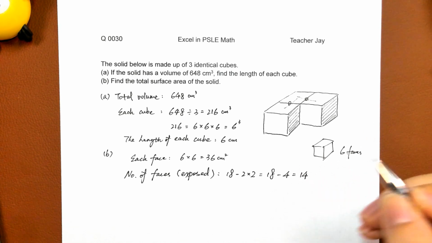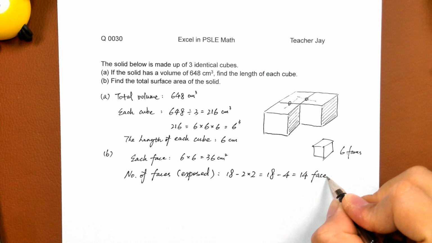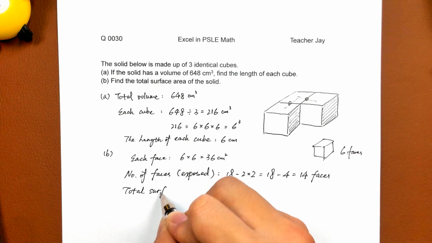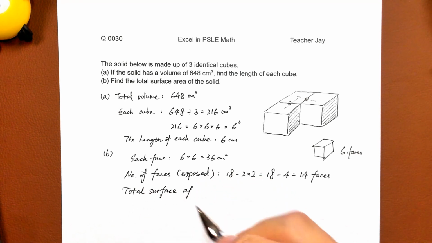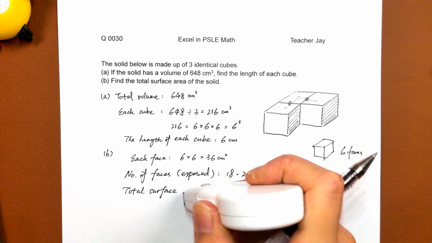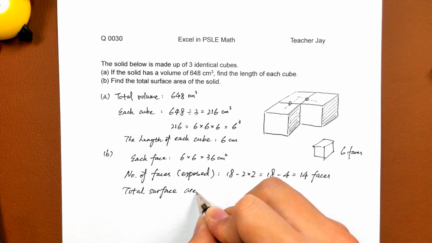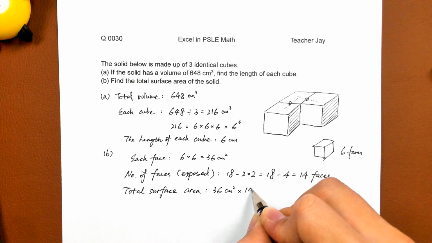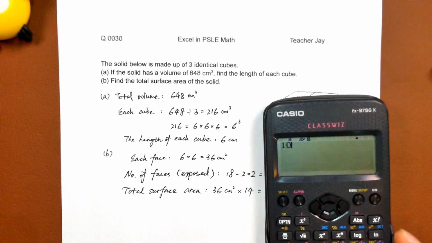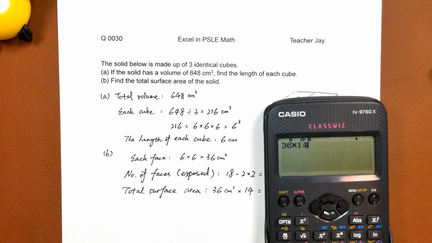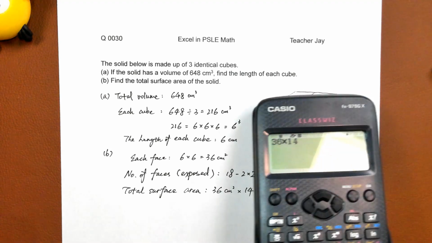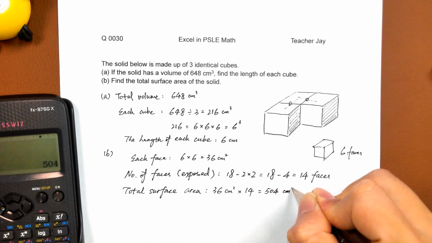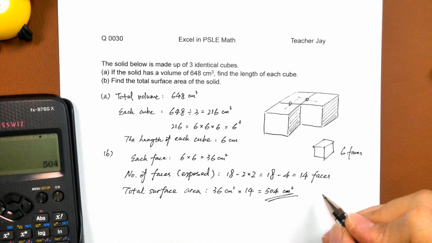The remaining 14 faces. And hence, the total surface area is 36 square centimeters times 14. Use the calculator. 36 times 14 is 504. 504 square centimeters.